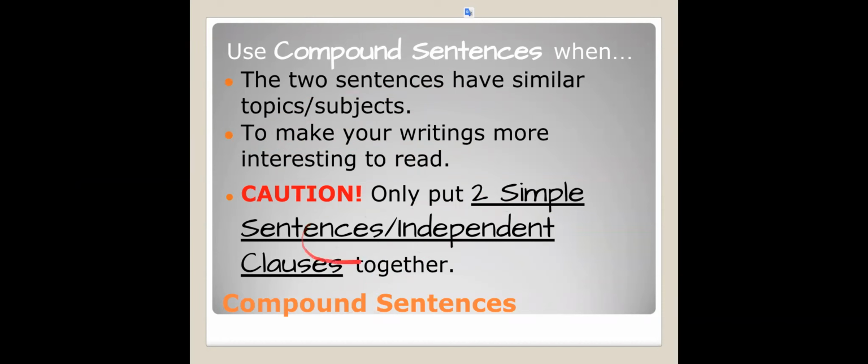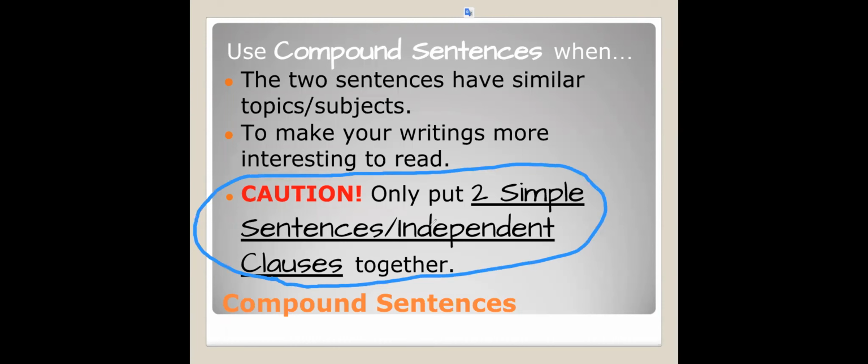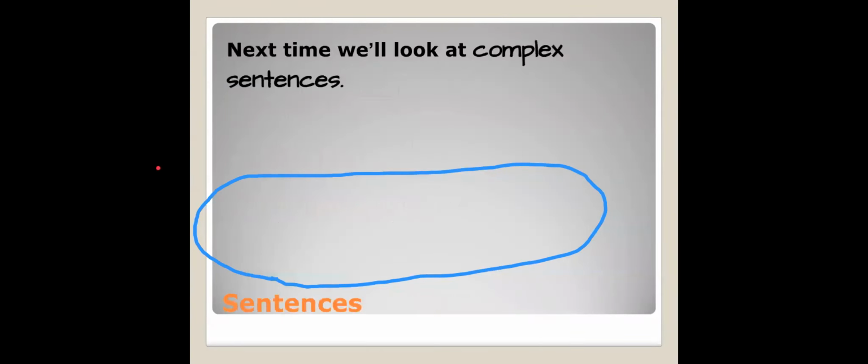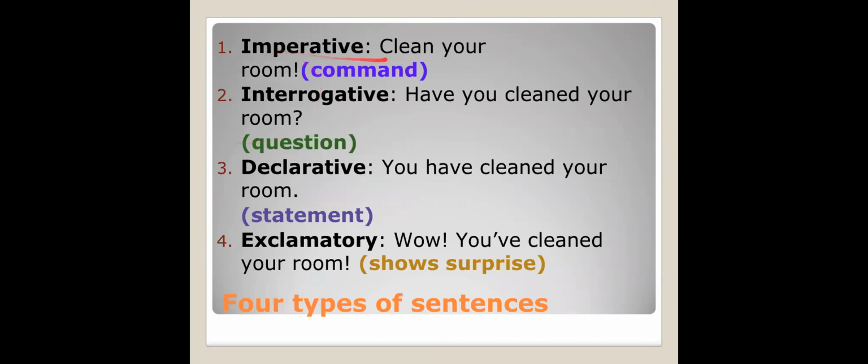My tip is to only do this. Don't do more, because sometimes you might make problems. And that is it. We'll talk about complex sentences soon. I have these different kinds of sentence types that you can look at, but we don't need to study this right now.